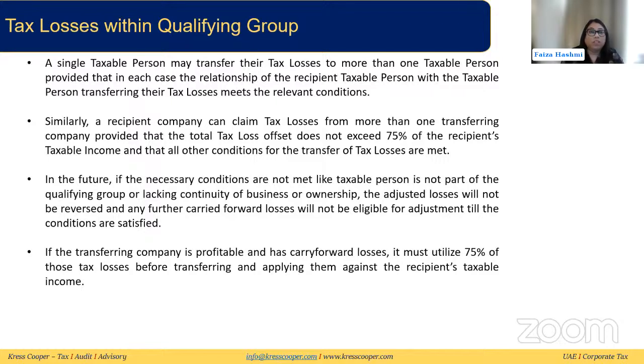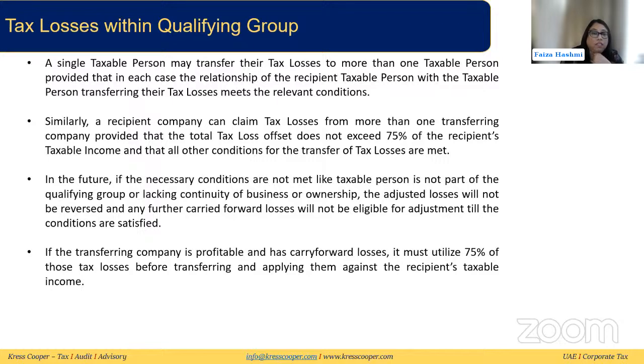And the recipient company, in the same way, can claim tax losses from more than one transferring company. So it could be that a company is receiving loss from, let's say, company B, company C, company D, and then they can use that much, but provided that, like we said, it cannot exceed 75% of the taxable income. So if 75% of the taxable income, let's suppose, is 1 million, and they received 300,000 from company A, and let's say 300,000 from company B, then only 400,000 they can receive from company C, not more than that.